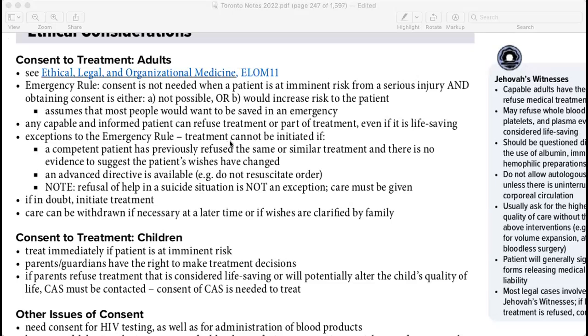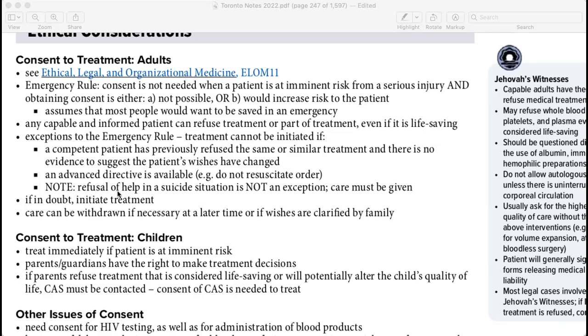Exception to the emergency rule: treatment should not be initiated if the patient has previously refused the same. That's why I said in the Jehovah's Witness case, if the same condition happened in the past and he did the same, then you are going to follow the same or similar treatment, and there is no evidence to suggest the patient's wishes have changed. So that's why, and an advanced directive is available.